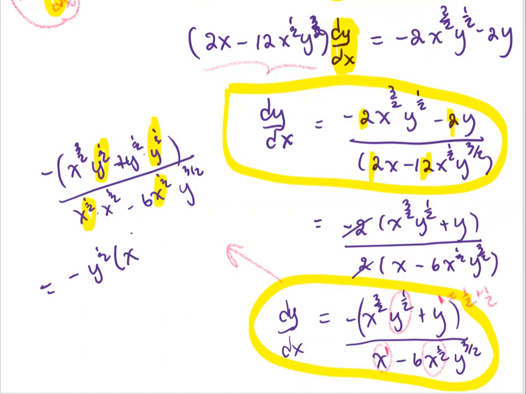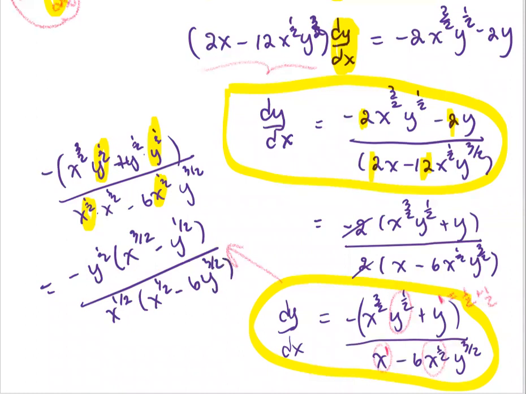So this is x to the power 3/2 minus y to the power 1/2, all divided by the common factor of the denominator, which is x to the power 1/2. So x to the power 1/2 minus 6 times y to the power 3/2. And then you can answer in this form or another form. I know it's too many forms.